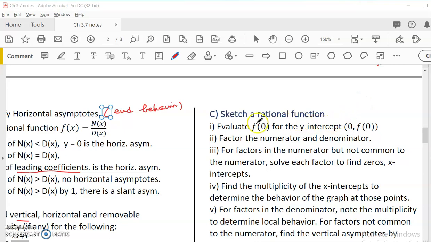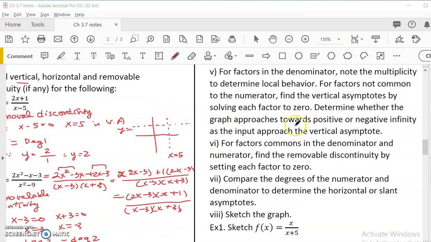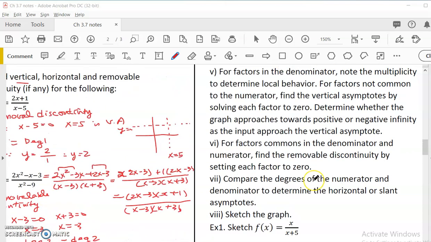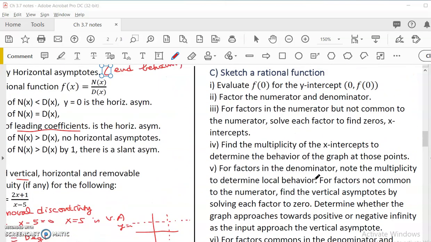We are looking at sketching a rational function, meaning if someone gives you a formula, you have to find all these characteristics of this rational function, including asymptotes, x-intercepts, y-intercepts, and behavior, and then sketch the graph. Again, it's a sketch, so it doesn't have to be exact. These are the procedures that you usually will follow.